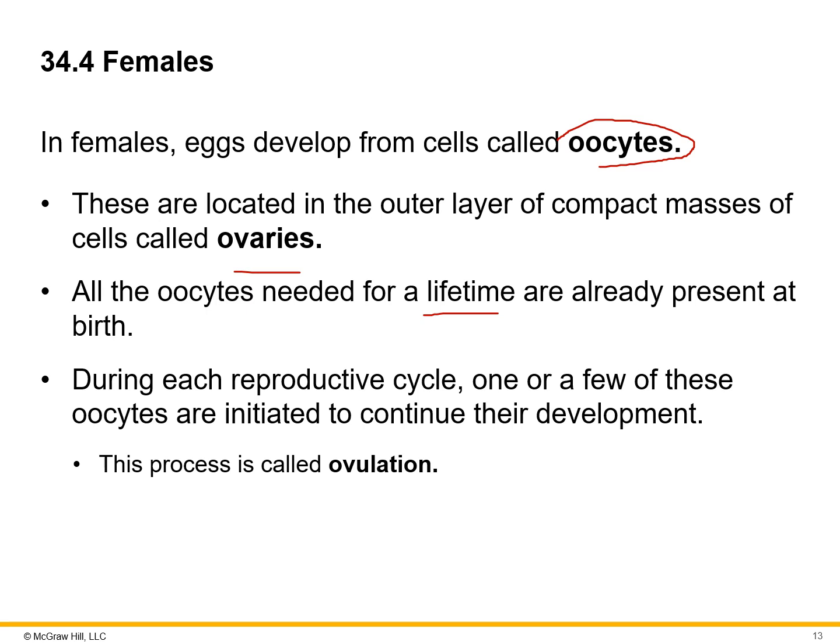Just during each reproductive cycle, one or even a few of those continue their development. So they stay immature, some of them for the entire duration of the female's life, but others are set to mature, and that process of maturing is called ovulation.